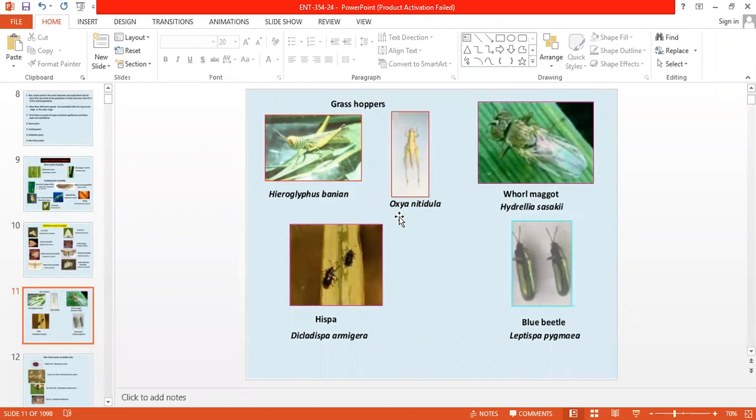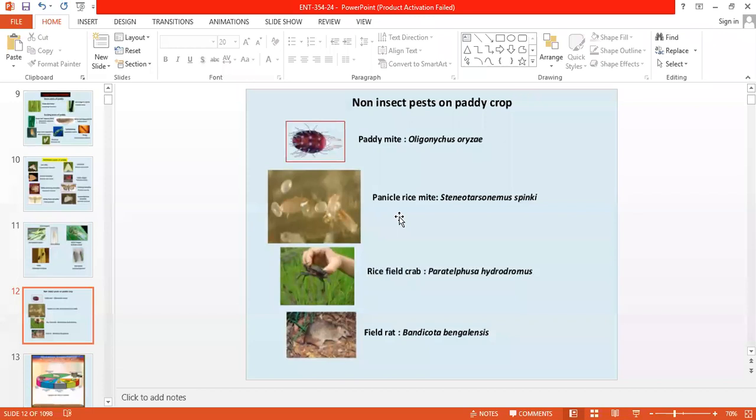The non-insect pests are mainly paddy mite, panicle rice mite, rice field crab, and field rat. So these are the major non-insect pests of paddy: two species of mites, field crab, and field rat.